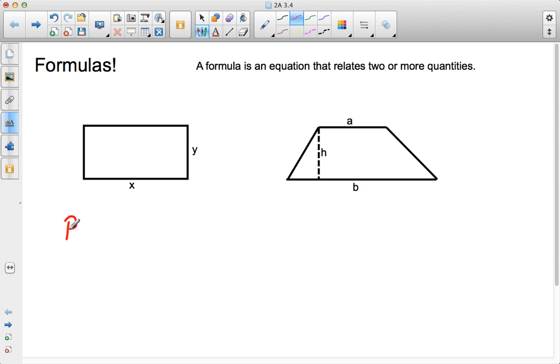I have a rectangle with dimensions of x centimeters by y centimeters. So if I want to talk about the perimeter of this rectangle, I'm going to say that it's 2 times in parentheses x plus y.